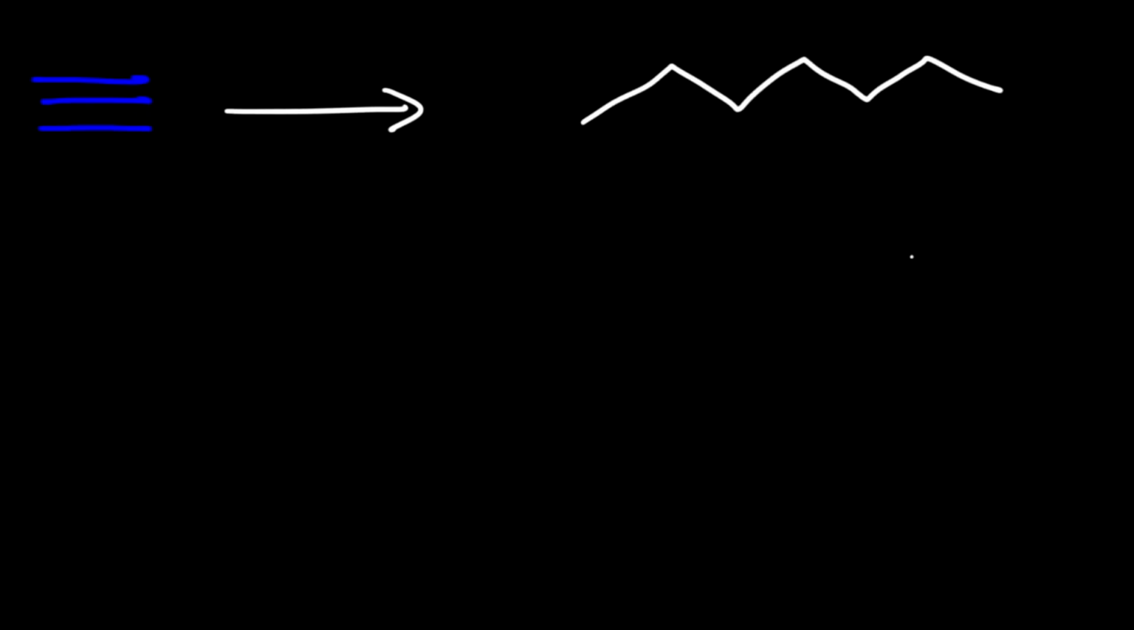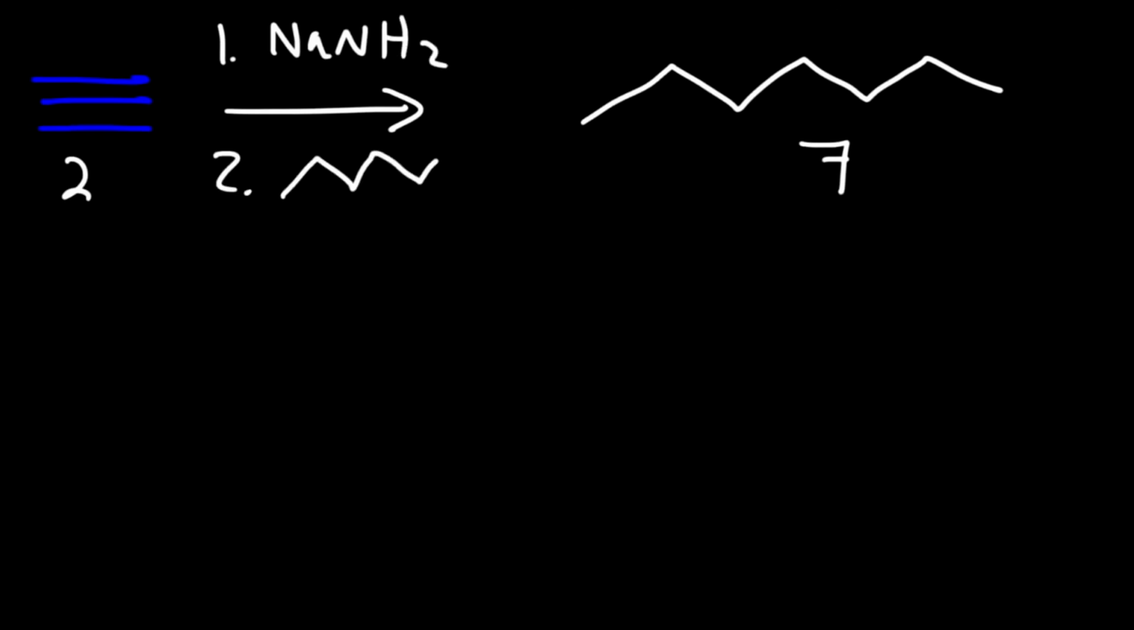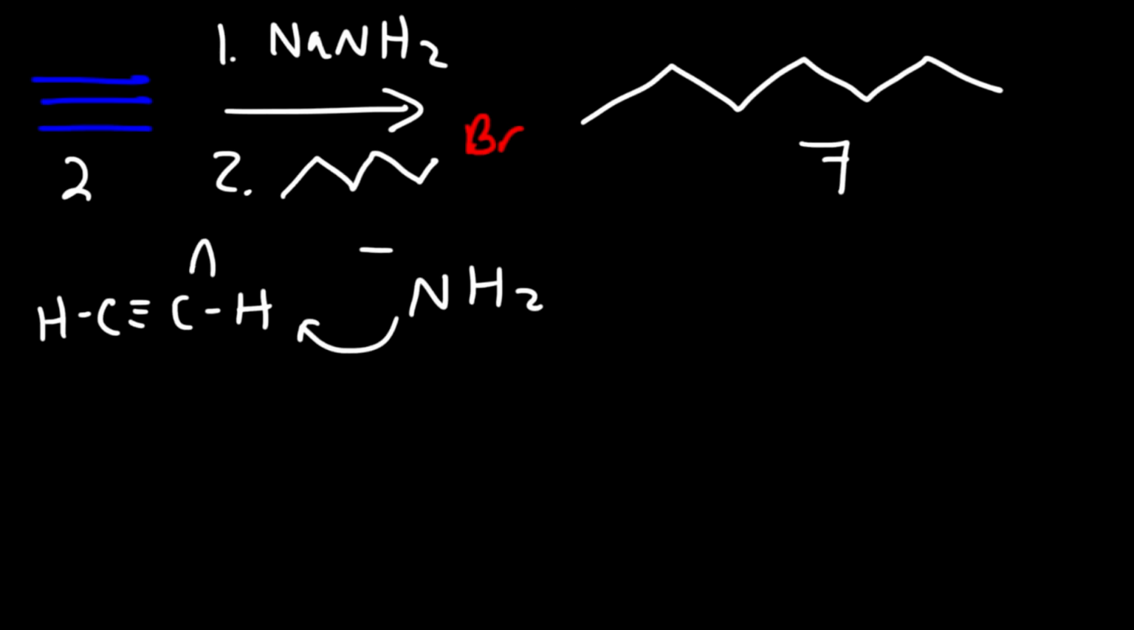So we have a total of 7 carbons, and here we have 2. So in step 1, we can add sodium amide, followed by pentyl bromide. So if we draw the mechanism for this, here's what we have so far. So the NH2 minus ion will take off the hydrogen, giving us the acetylide ion.